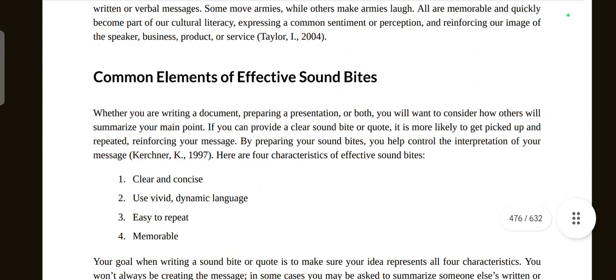So, there are common elements of effective sound bites. If you are writing a document, or if you are preparing a presentation, you will want to consider how others will summarize your main point in your document. So if we can provide a clear sound bite or a quote, then it is more likely to get picked up and repeated, reinforcing our message. So by preparing your sound bites, you help control the interpretation of your message.